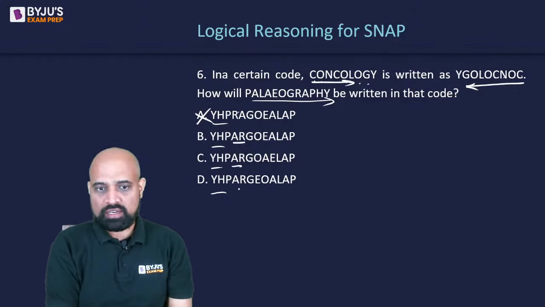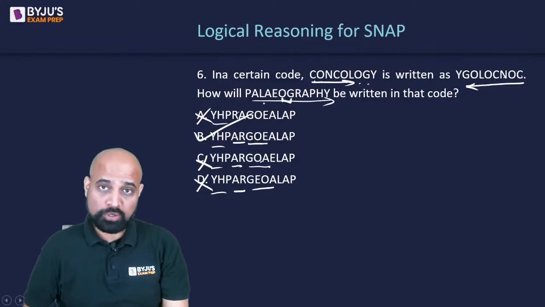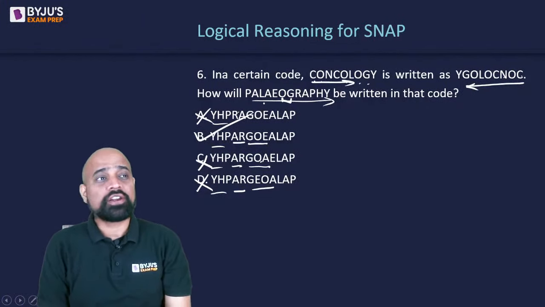So you don't have to always select the answer by finding out the correct sequence or the response when it comes to encoding decoding. You can reject the ones that don't make sense.